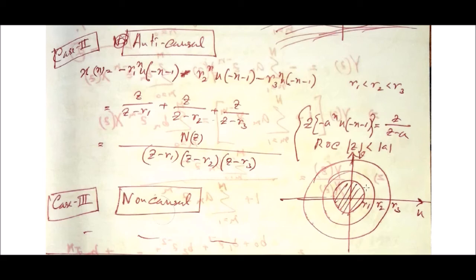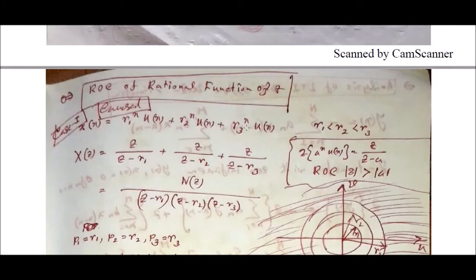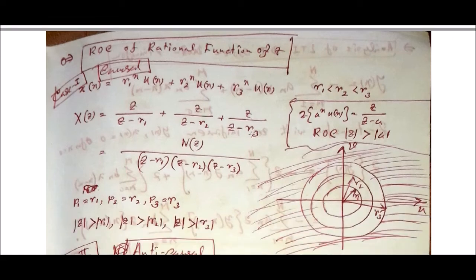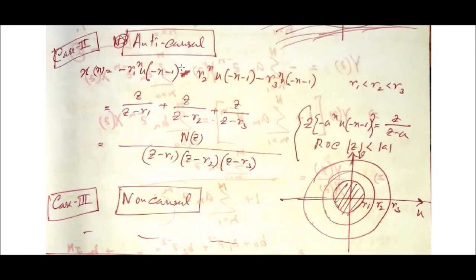That's why it will be the interior of the smallest circle. So remember that for this kind of signal having three terms, for the causal case the ROC will be exterior to the largest circle, and for the anti-causal signal the ROC will be interior to the smallest circle. For a non-causal signal, you can examine that it will be in between.